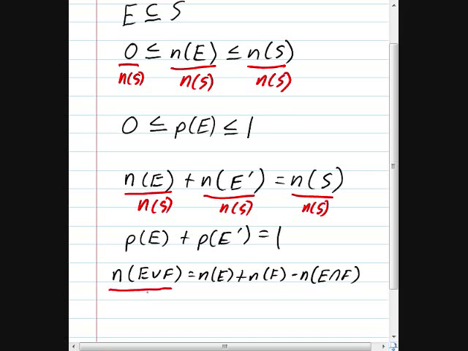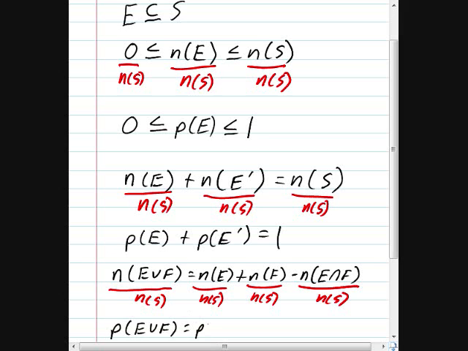If we go through and divide this formula by the number of elements in the sample space, we get another formula concerning the probability of an event. In this case, it says the probability of the union of two events can be found by finding the probability of the first event plus the probability of the second event and subtracting off the probability that both events occur.